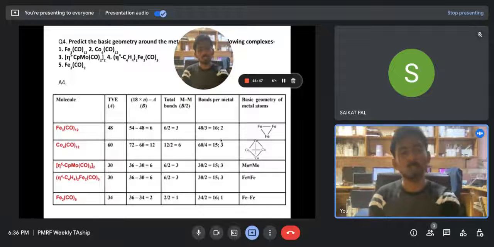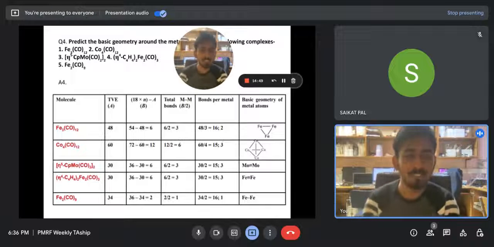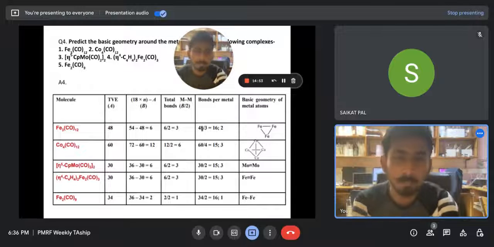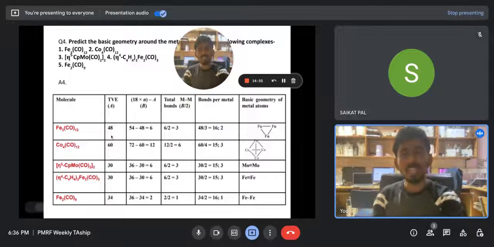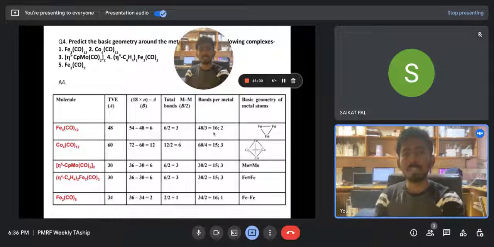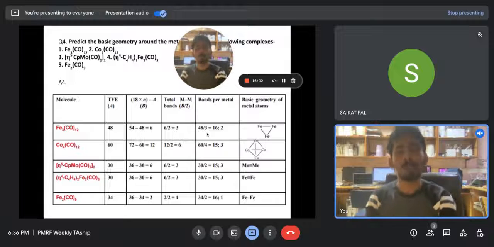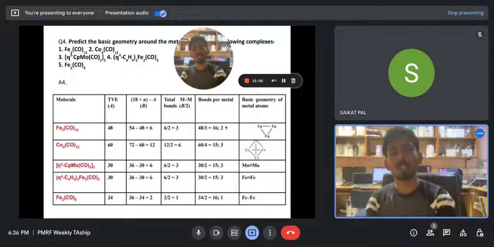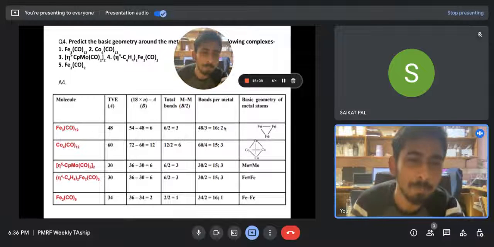Now bonds per metal is also required in this case to have a brief core structure idea of the complex. So in this case, A is 48. We'll have to divide A by N, that is 3. So 48 by 3 is 16. We have to subtract the number from 18. So 18 minus 16 is 2. So the total number of bonds is 3, and bonds per metal is 2.